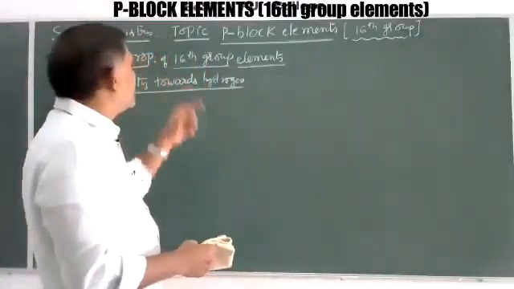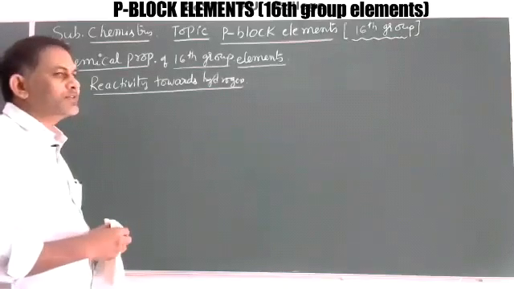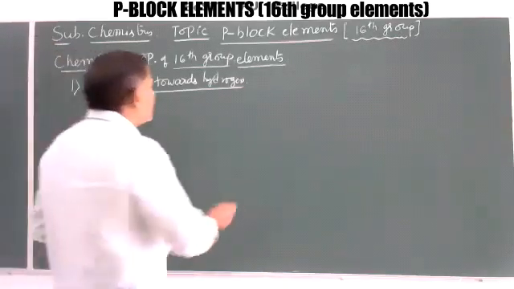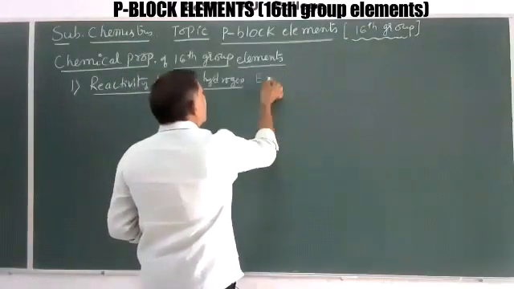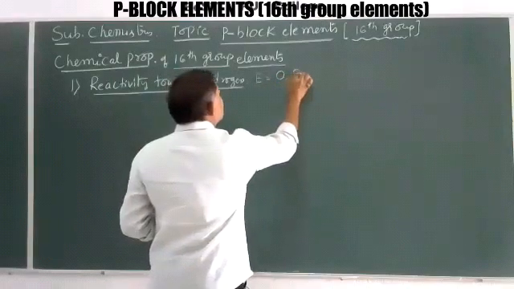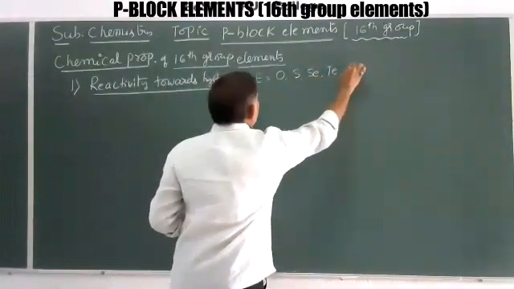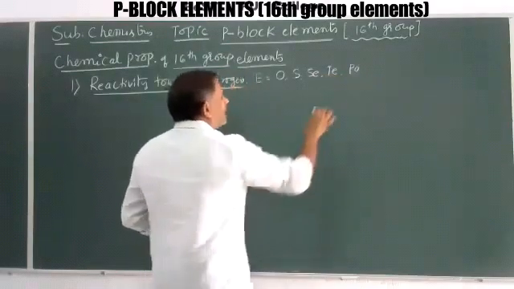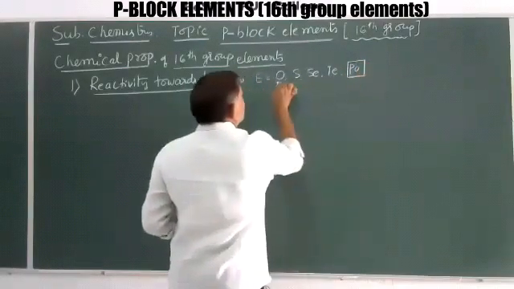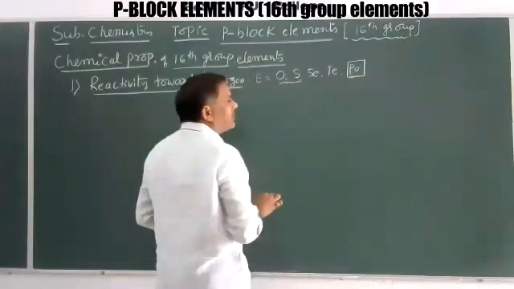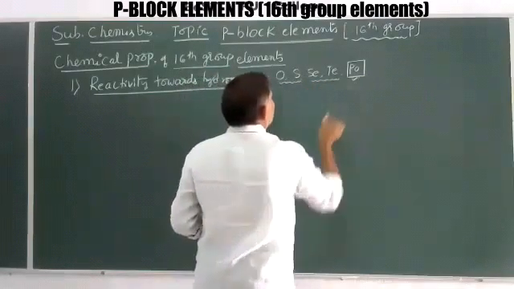Chemical properties of 16th group elements, that is reactivity towards hydrogen. Here, 16th group elements are denoted by the symbol E. They are oxygen, sulfur, selenium, tellurium and polonium. Polonium is a radioactive element. The first two are non-metals, these are metalloids, and polonium is a radioactive metal.